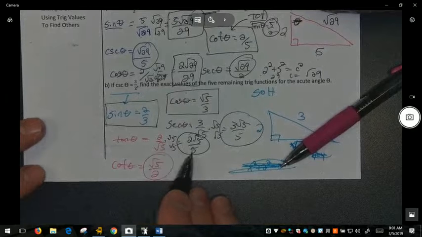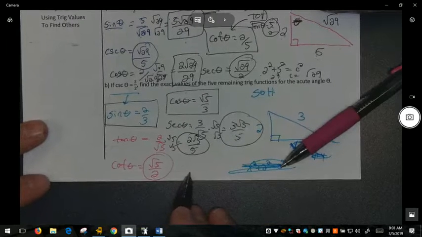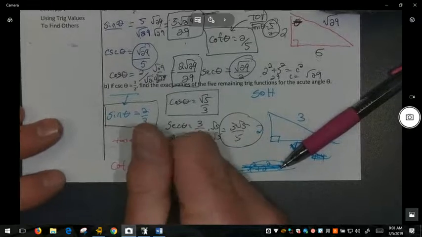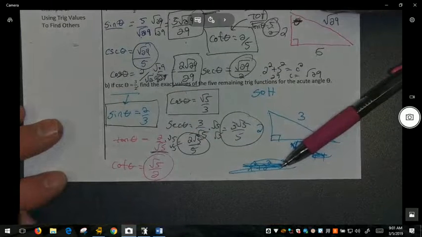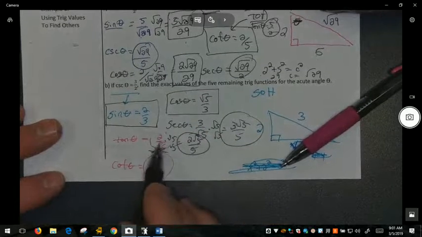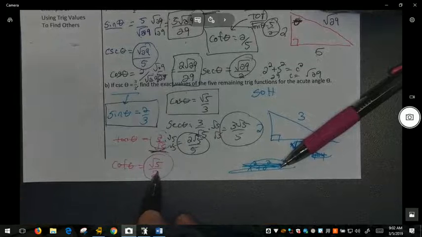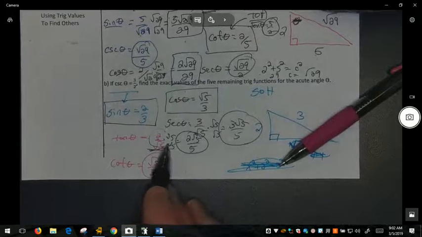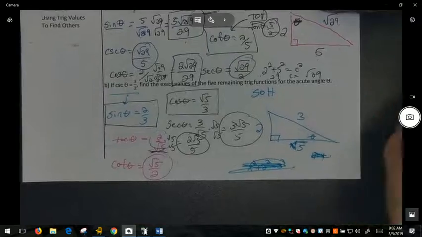So you don't want to rationalize this and then flip it, because then I have to re-rationalize it, and I really waste a lot of time doing that. So if you see that one has to be rationalized, immediately find the reciprocal value, and then go back and do the rationalizing.